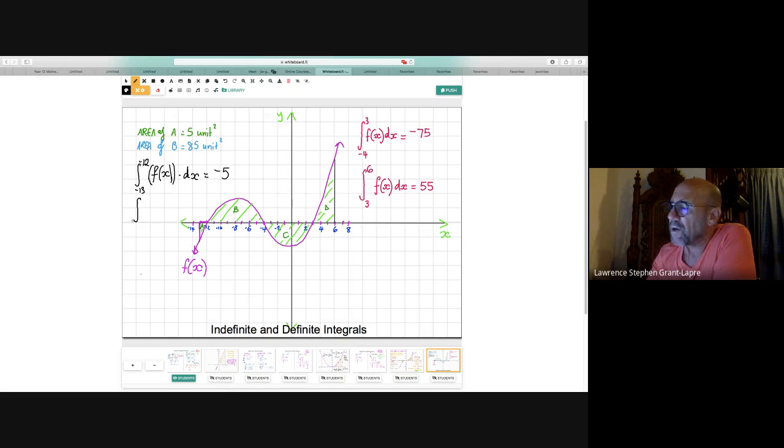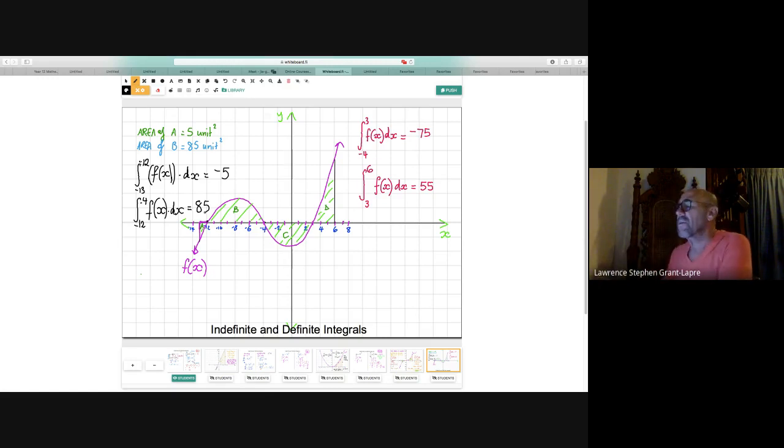What about if we were to go from -12 up to -4? Between -12 and -4, what is the definite integral of our function equal to? The area of B is 85 square units. So what is the value for the definite integral? You'd be correct if you simply said it is 85. It is positive 85 because it's above the x-axis.